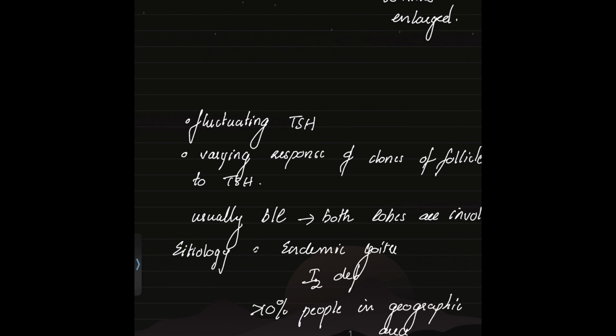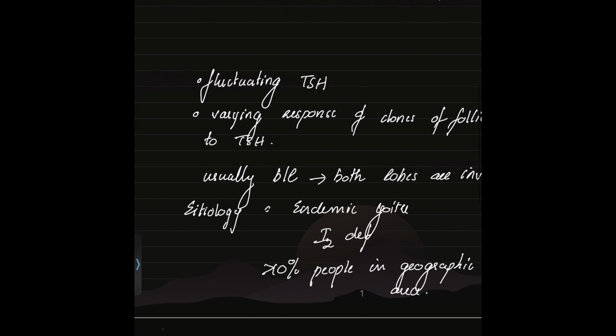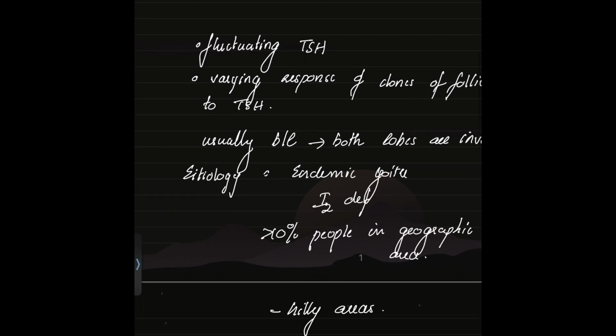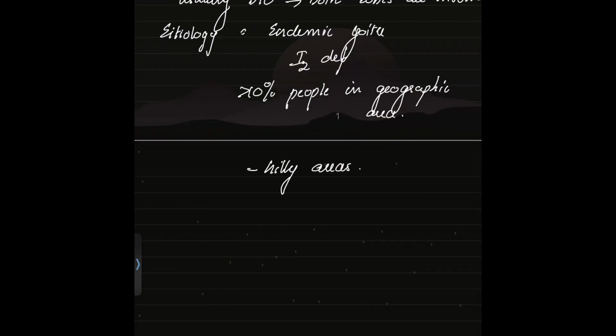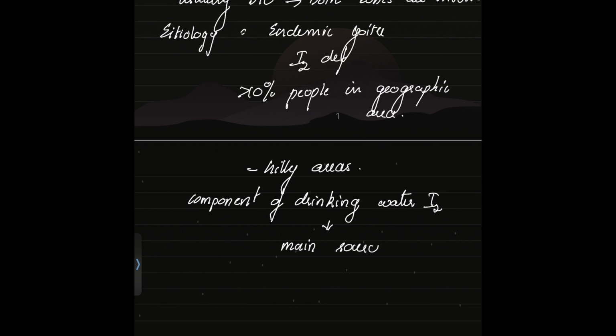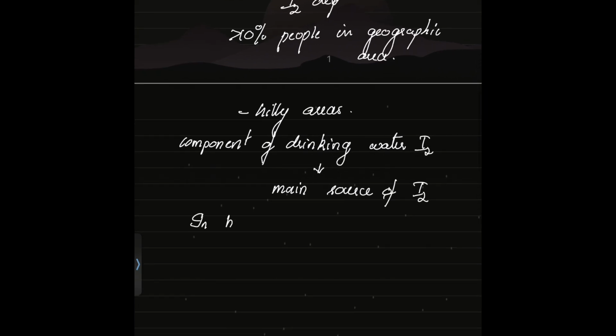So where is this endemic goiter found? It is in the hilly areas, right? Why is it that in hilly areas there is endemic goiter? What is the main source of iodine for us? The main source of iodine for us is water, right? In hilly areas we have rainwater, which is pure H2O. This does not contain iodine. The water that we drink is mineralized water, so this iodine is our main source.